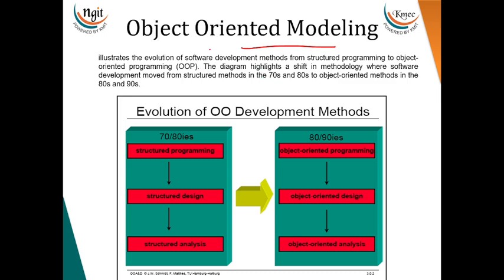Software development methods moved from structured programming to object-oriented programming, roughly from the 1970s to the 1990s. In the 70s and 80s, we had structured programming, and from the 90s, we got object-oriented programming. So there were two evolution phases.